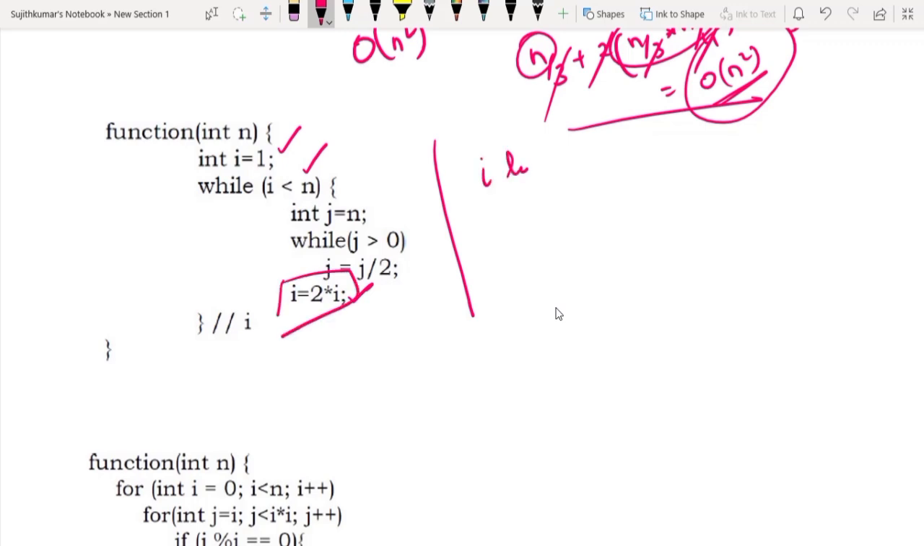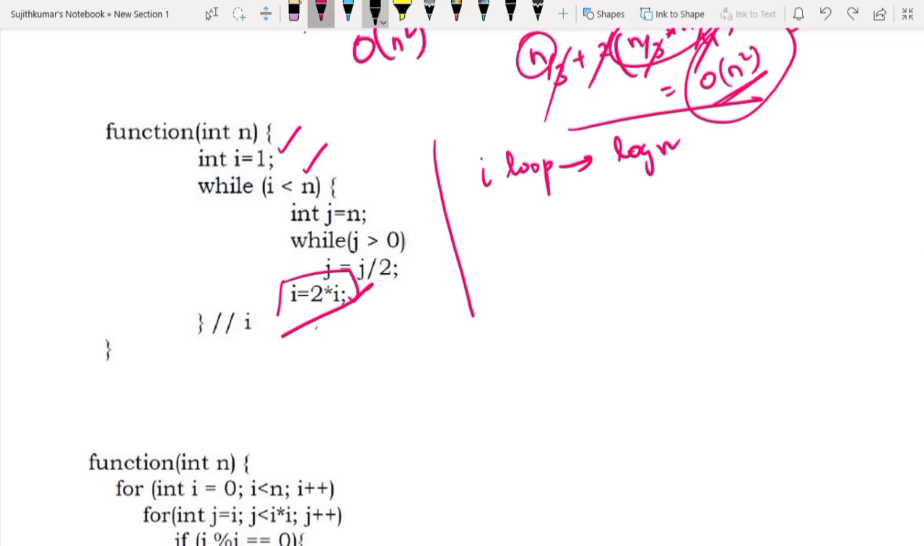So the I loop, that is the outer loop, will execute for log n times, right? Because it is 2 into I. So the problem will be cut down by a fraction, 2 into I. So the outer loop will execute for log n times. Okay, super. Now you check the inner loop.